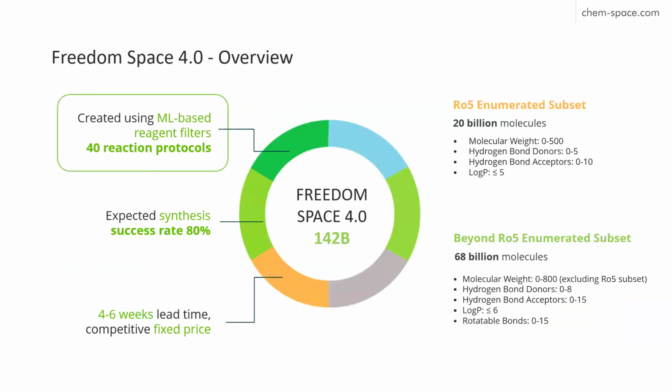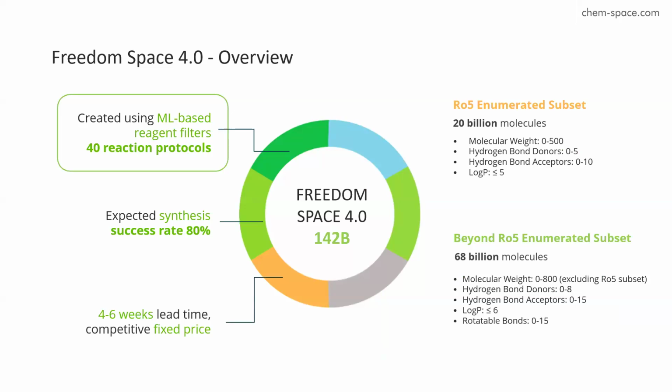And with that, I would like to summarize our Freedom Space 4.0, which is a combinatorial chemical space of 142 billion molecules, created using 40 ML-filtered reaction protocols. We have the synthon-based version of the space, but also 2 enumerated subsets. The first is the rule of 5 enumerated subset, and the other is beyond rule of 5.